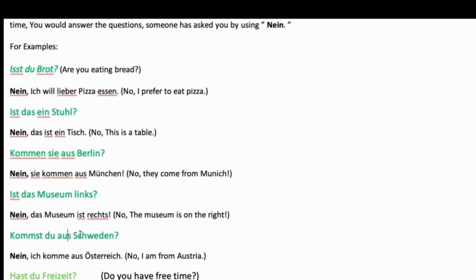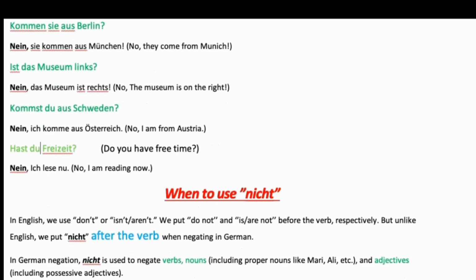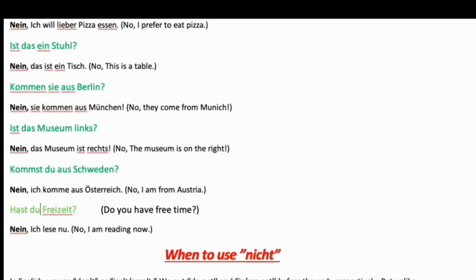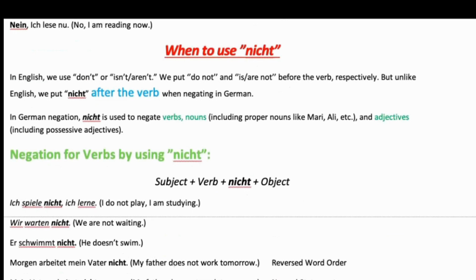Kommst du aus Schweden? Nein, ich komme aus Österreich. So I'm from Austria. Hast du Freizeit? Nein, ich lese nur. No, I'm basically just reading. This is a very simple way that we have learned already. Just add nein at the start and a comma, and then you can write the remaining part of the sentence to make a negative sentence.